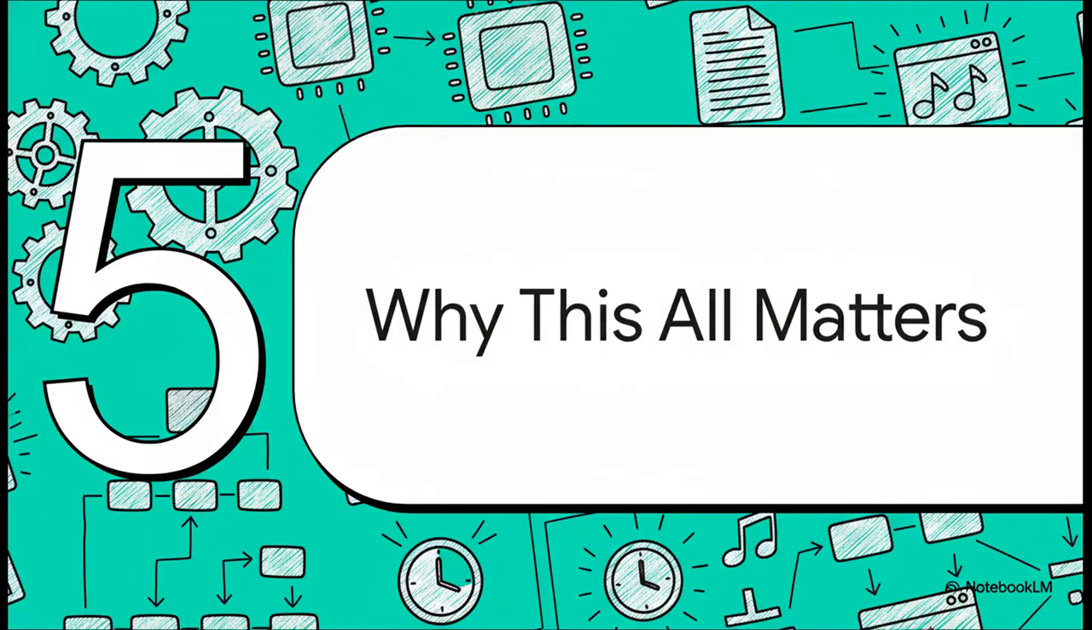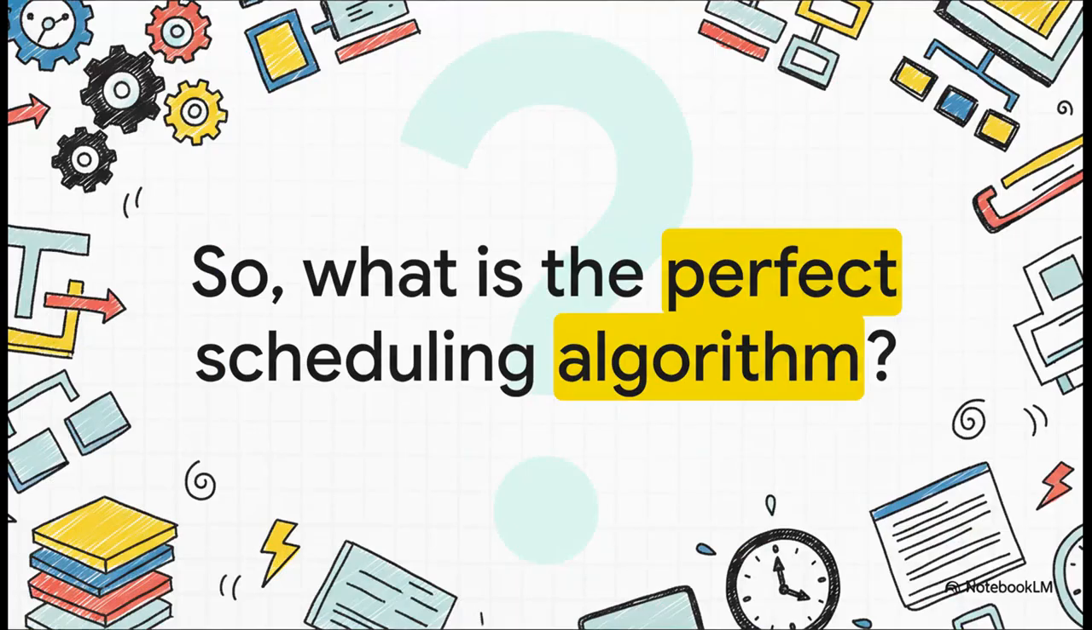Okay, that was a lot. We've gone through processes, states, queues, and all these algorithms. So why does this incredibly complex world inside your computer even matter to you? Well, because this entire system is what manages the trade-offs that directly create the experience you have every single day. So after all of that, what's the one single perfect algorithm? The answer is, there isn't one.